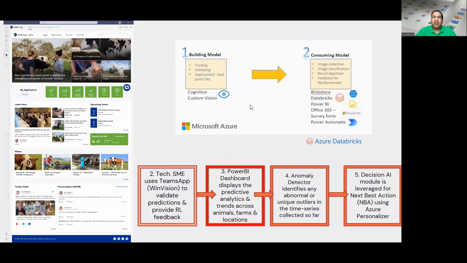This is the use case experience, and I'm going to quickly show you the vision of the application. This is the building model part of it, and then the consumption part of it. And we'll see how the Microsoft Azure components and Azure Databricks components are utilized in this particular sequence of activities.